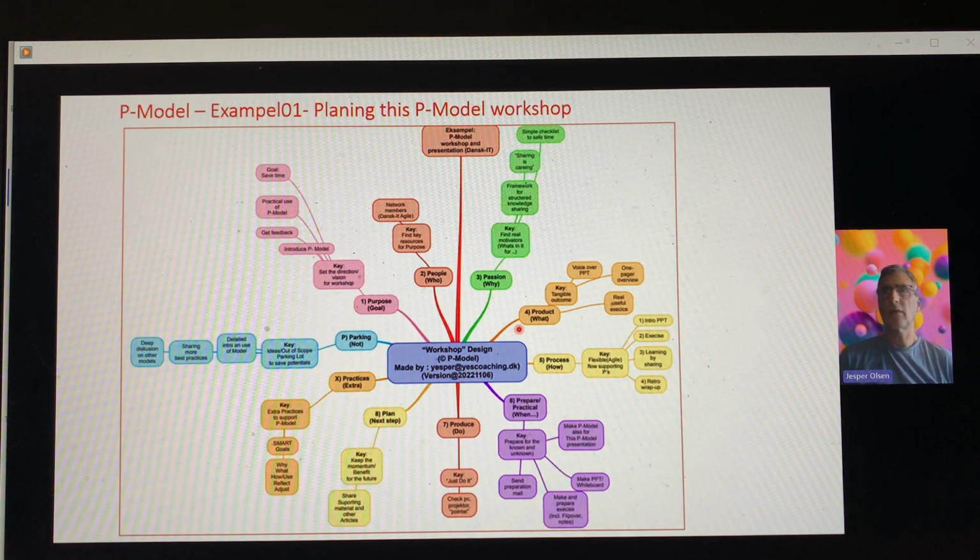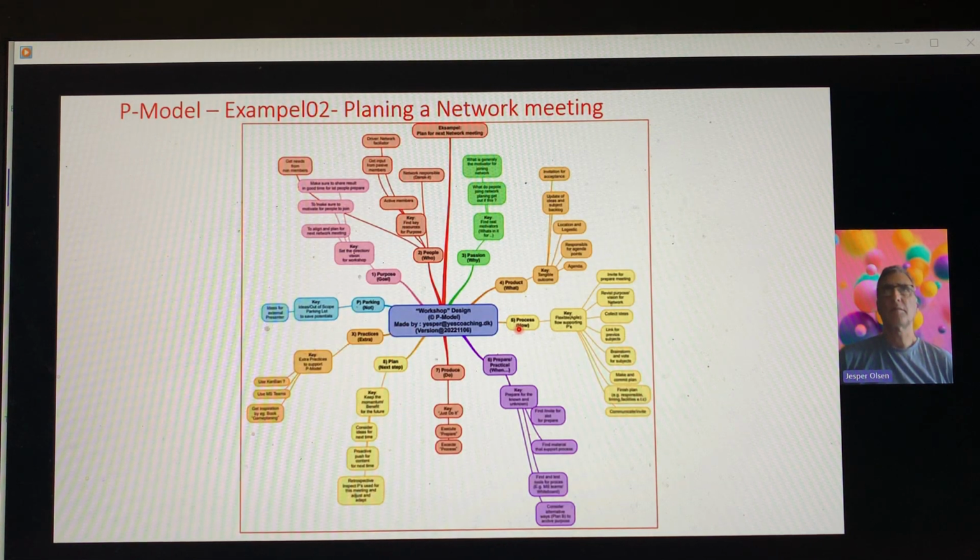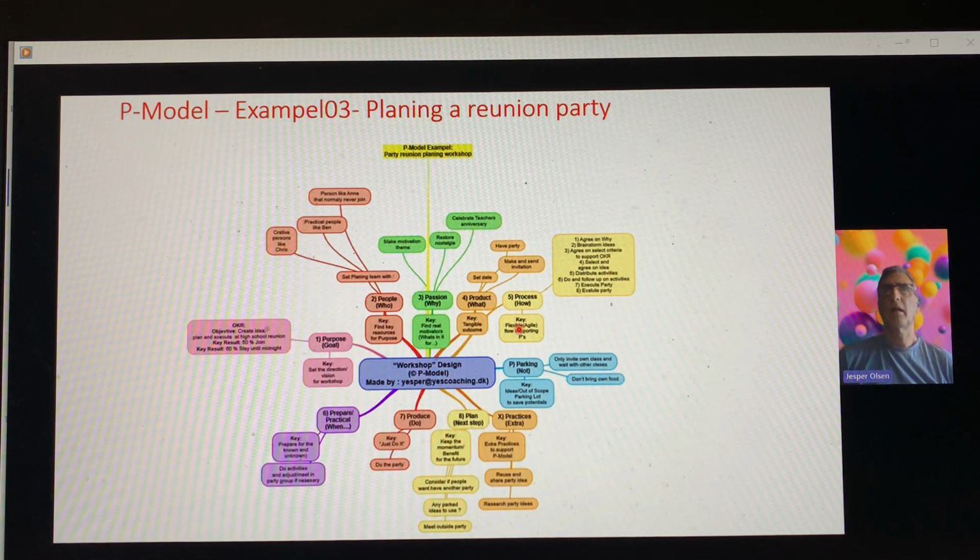And another example, without going into detail, because I promised you only a 10 minute introduction here. This is actually how to plan a network meeting. Who to invite, who to select, subject, why should they join, what do you deliver in this network meeting, and so on. Another, a little bit funny example is if you plan for a reunion party from your high school or whatever, then you can also use it for that.